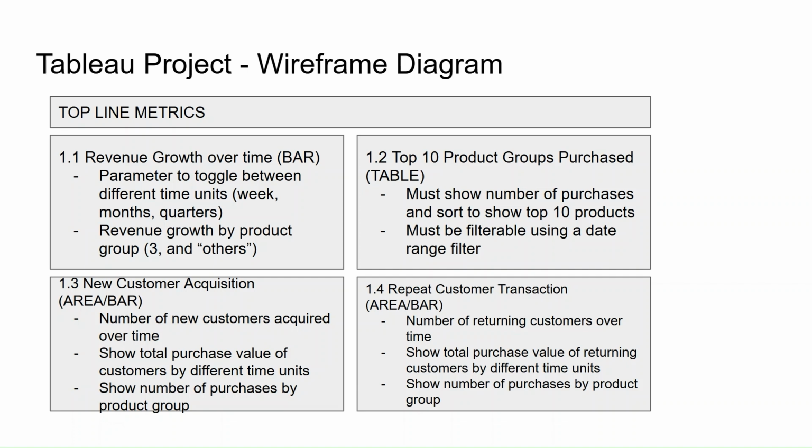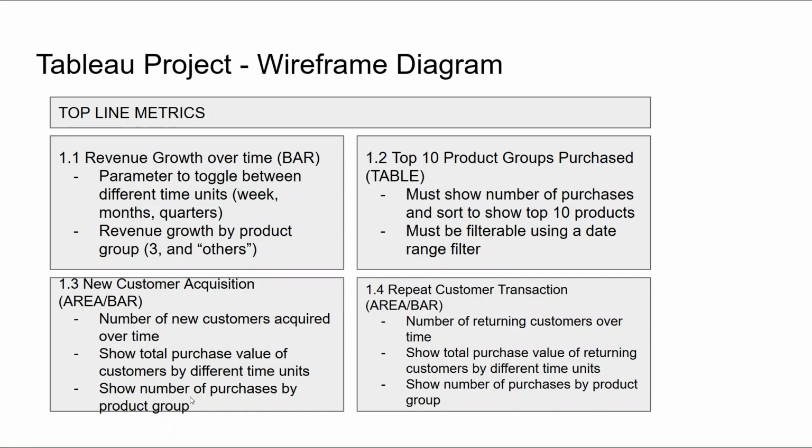For Visual 1.4, we want to have the repeat customer transaction shown as a dashboard. And I'm thinking once again as either an area chart or a bar chart or maybe a combo chart, which would show the number of returning customers over time. This will also need to show the total value of the purchases of returning customers by different time units and show the number of purchases by product group as well.